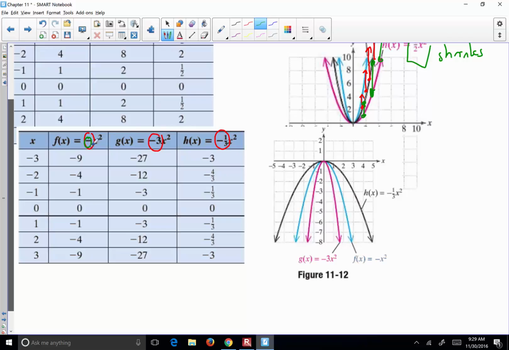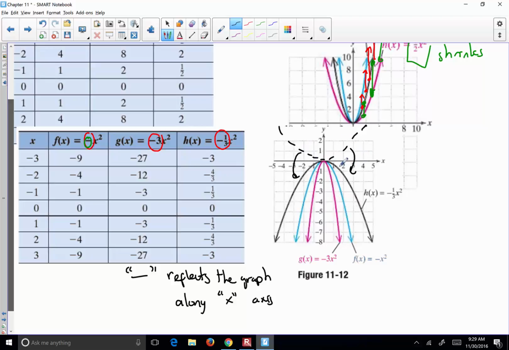Okay? So negative sign reflects the graph along x-axis. Look, it used to be like this, your base function, black one, turned upside down, reflected along x-axis, made upside down. So negative brings upside down, but 3 still stretches it.